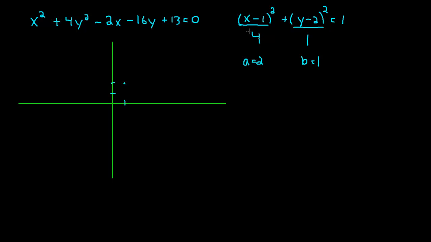And since the a is underneath the x variable, that's going to tell me to travel 2 units to the right and 2 units to the left. And this defines my major axis. This tells me how far to travel vertically. And so I go up 1 and I go down 1, and then the ellipse is going to look something like this. It's supposed to go through those points, but hopefully you'll forgive me for that horrible drawing.